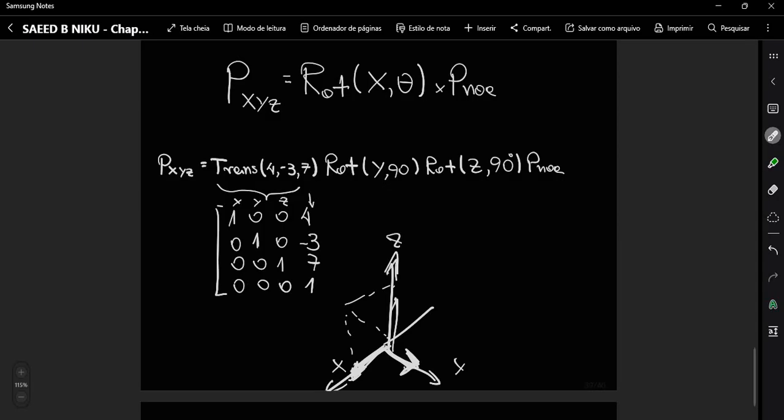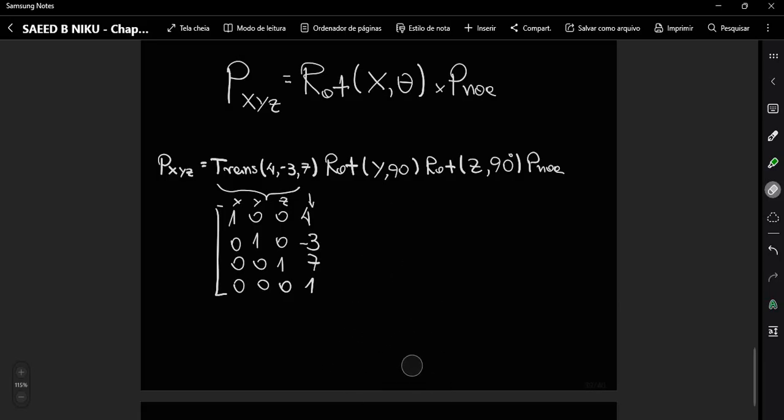We do not have any component for x, any component for y, and it is just pointing in the direction of the z-axis, so we fill it with 1. So that's it.